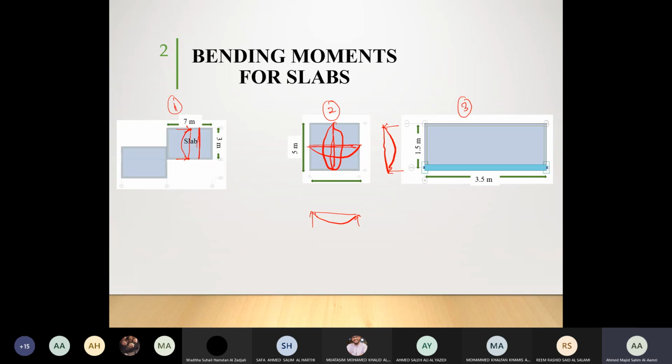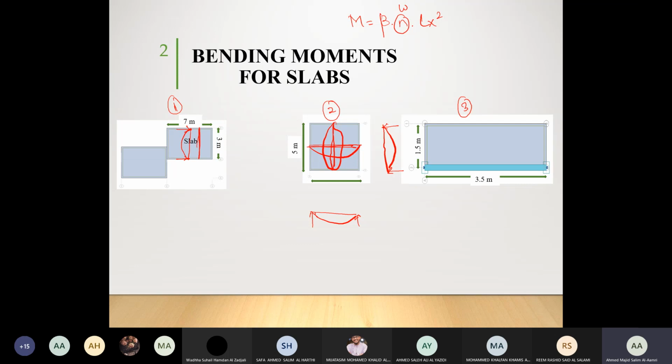The typical bending moment equation is written in this form: beta into n into Lx square, or instead of n we can write it as W. So beta, which is a coefficient, multiplied by W multiplied by Lx square. Are we fine? This is the typical equation of bending moment: coefficient multiplied by a unit of loading multiplied by the square of the critical dimension, which is x.